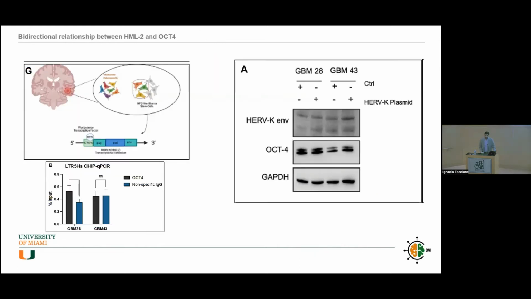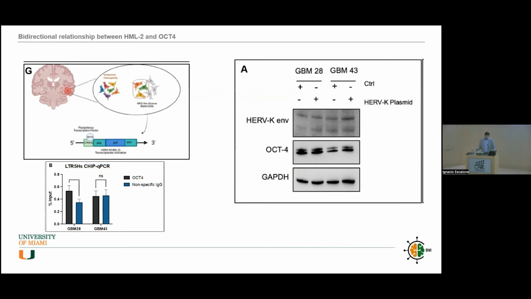So then the question is, what is HERV-K doing? Can you take HERV-K, transfect some cells, and see what happens? We transfected some glioblastoma cells with the HERV-K consensus plasmid, and we noticed that OCT4 was slightly elevated in these glioma stem cells. We also did the same experiment in astrocytes and showed that OCT4 dramatically goes up, and they become more dedifferentiated as well.